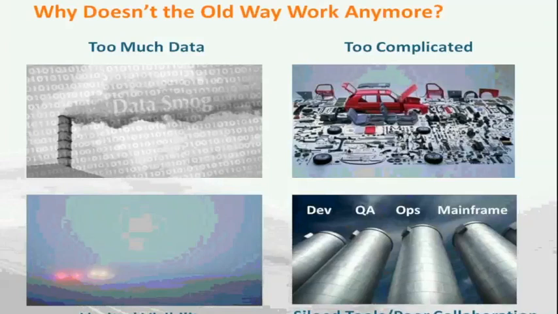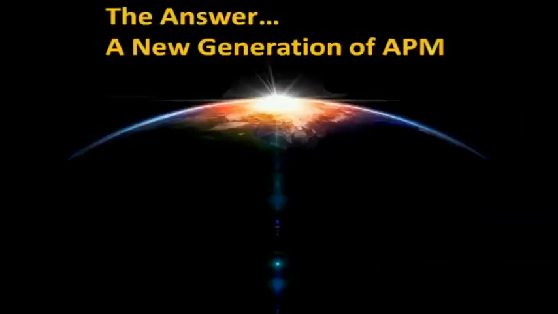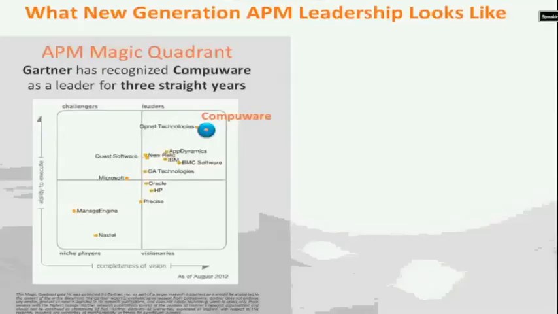So this is one of the major problems, that most performance tools are not able to help you with end-to-end visibility of your application. And that's where you require a new generation of APM that addresses this complexity of the new Web 2.0, the proliferation of too many devices in the market, and the user experience that users are demanding. So what does a new generation APM leader look like?